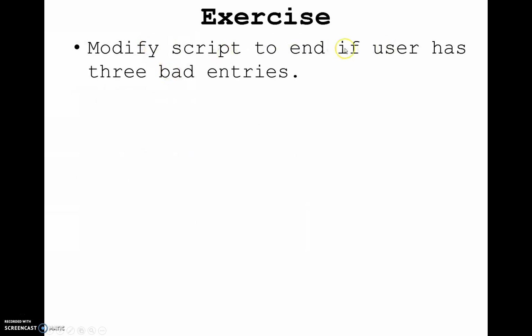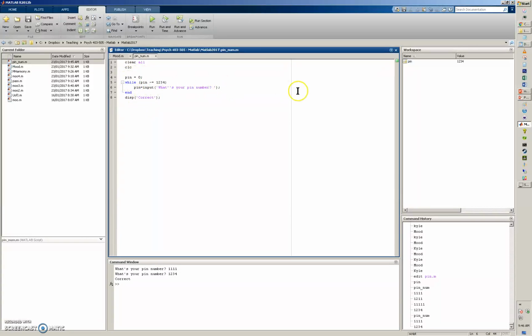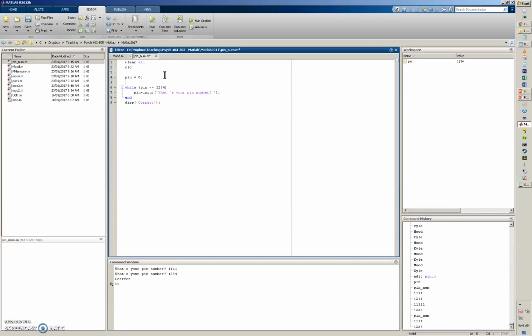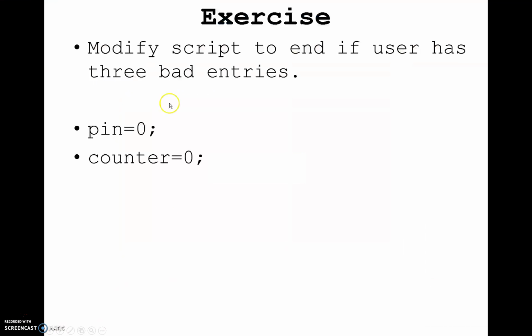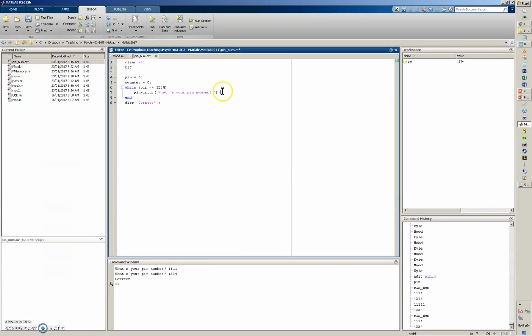So what if we wanted to modify the script to end if the user tries 3 times and gets it wrong? If they try 3 times and get it wrong, we want the script to end. So we might then add in something somewhere in the loop that says if some number is greater than 3, let's stop doing this. So let's create another thing that we use to count. And we can say, well, the PIN is not equal to 1, 2, 3, 4. What's your PIN number? We're going to increase the count each time. Counter equals counter plus 1. Maybe just put a little space there. Increase the counter.